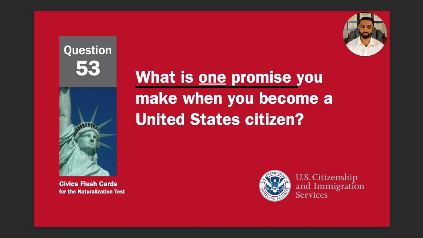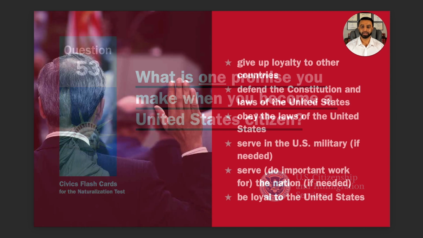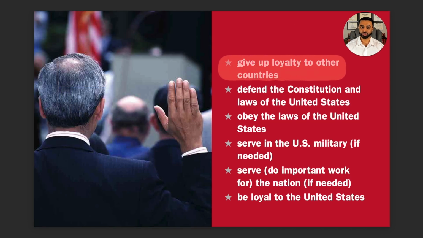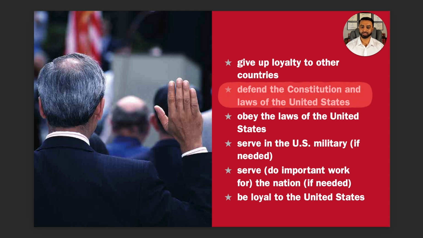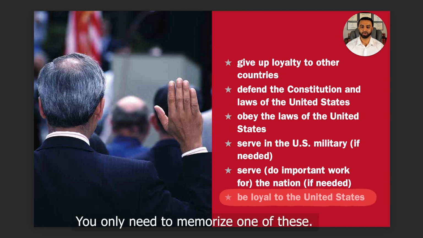What is one promise you make when you become a U.S. citizen? To give up loyalty to other countries, to defend the Constitution and laws of the United States, to obey the laws of the United States, to serve in the U.S. military if needed, and to serve or do important work for the nation if needed, and be loyal to the United States. You only need to memorize one of these.